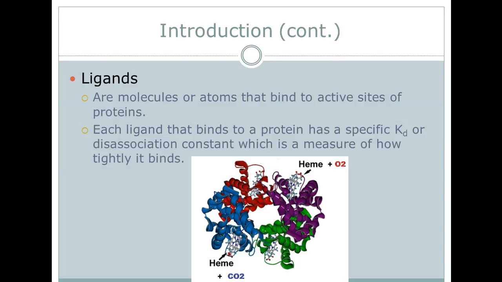Here we again have hemoglobin with two ligands that bind to it. As we can see, the ligands bind to the heme groups on the hemoglobin. The active site of this protein has different affinities for these two ligands based on the environment that it is in. This affinity for ligand-protein interaction is what this experiment will propose to test.